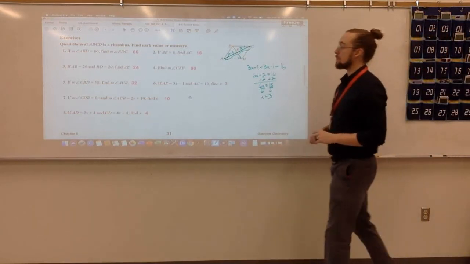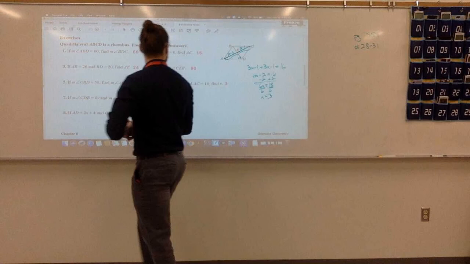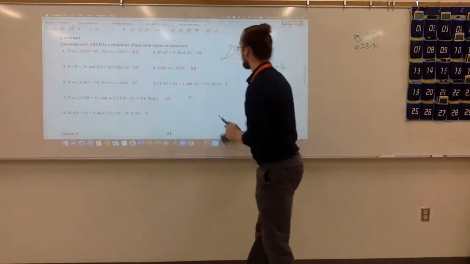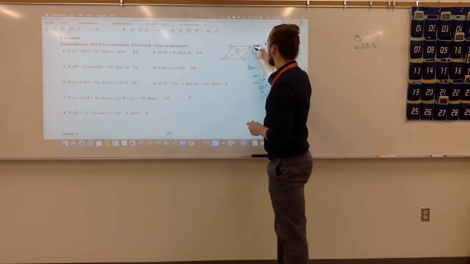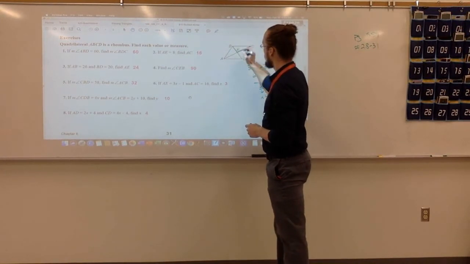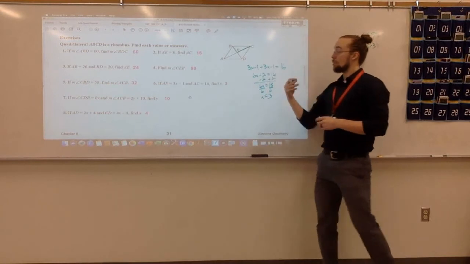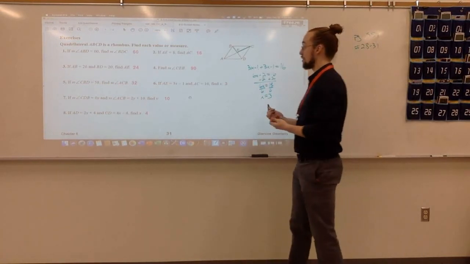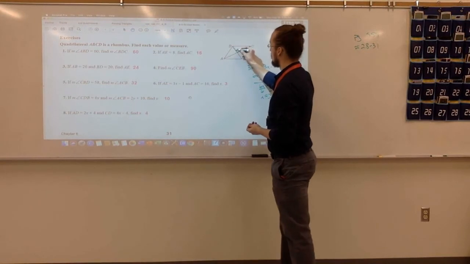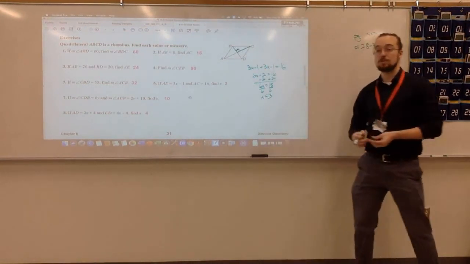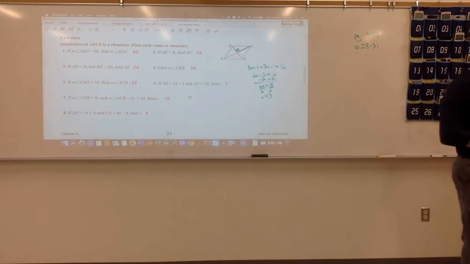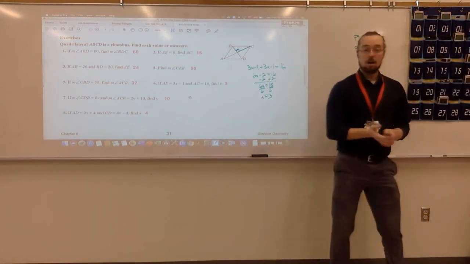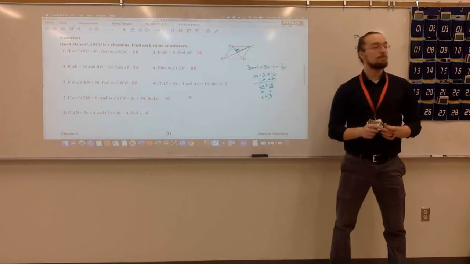4. So on this one, we're looking for angle CEB. So angle CEB is this angle right here. Well, I know that the diagonals in a rhombus are perpendicular, so that angle is just a right angle. Other ones that we want to take a look at?